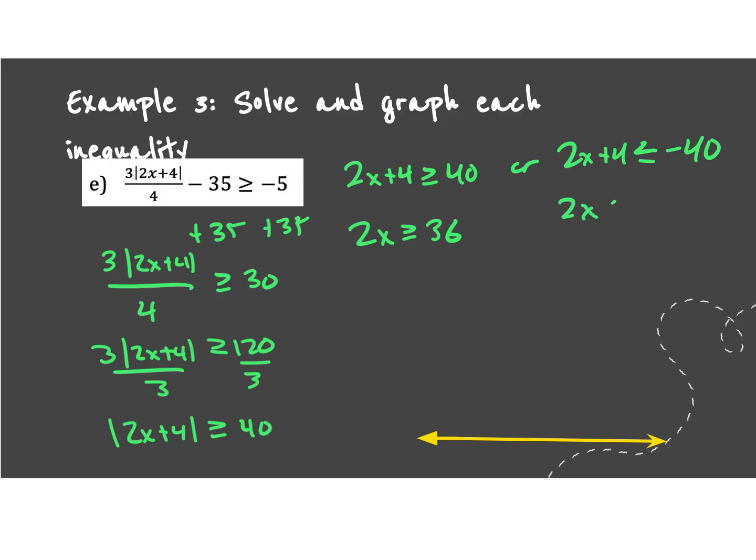So over here, 2x is going to be less than or equal to negative 44. So x will be greater than or equal to 18, or x will be less than or equal to negative 11. Not negative 11, negative 22. Weird. Okay, so this one is really, really far apart. I just kind of eyeball. Yeah, that looks about like negative 18. Negative 22 is there. That's going to be about what that one looks like.